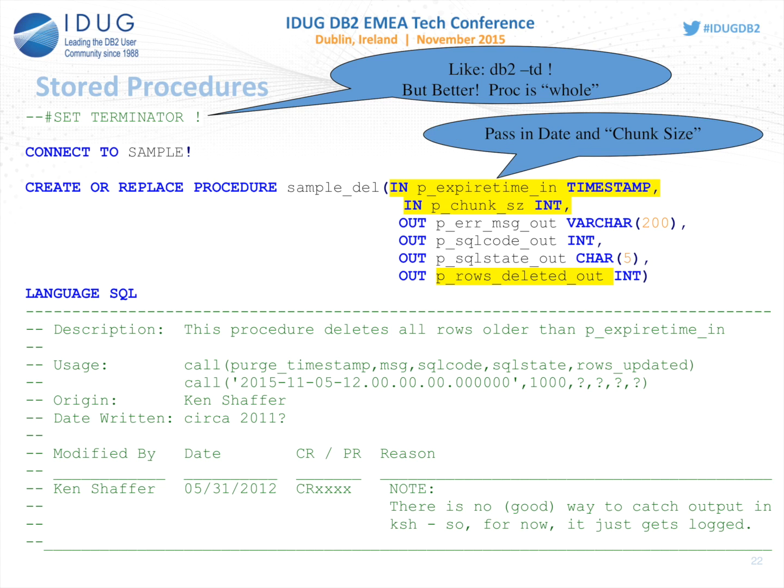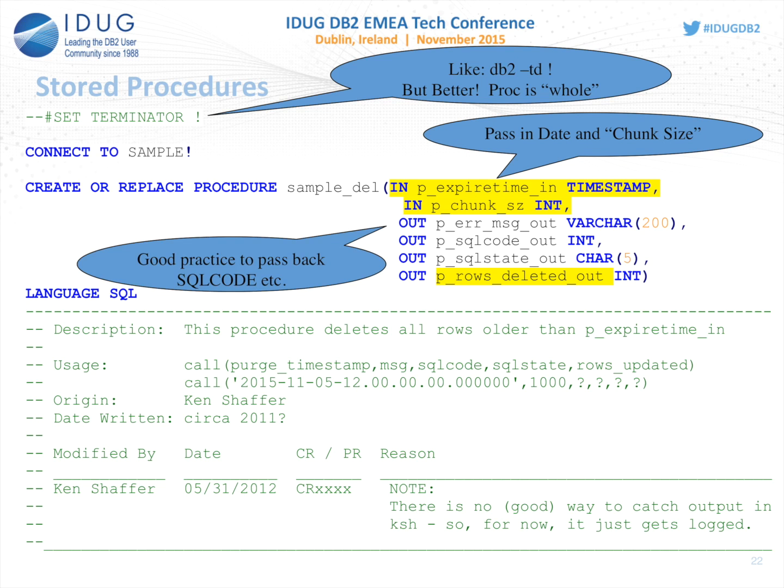So I'm just going to reduplicate that delete script in a stored procedure here. I'm passing back the SQL code. There's no rocket science here. Create or replace, I love for things like stored procedures. You can't use it on every kind of object, but it's fantastic, so you don't have to drop the object before you create it.